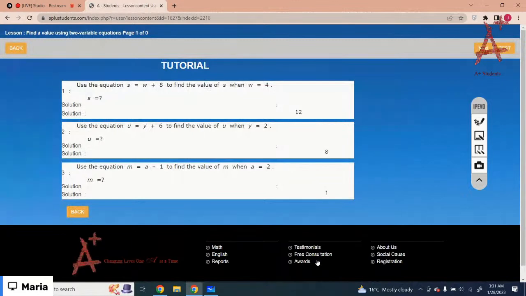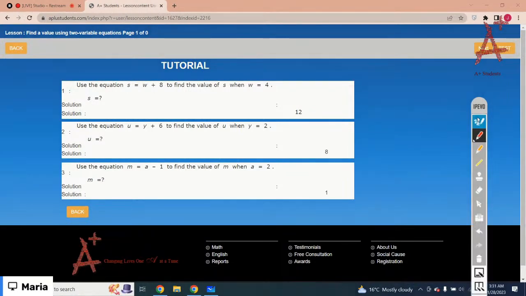Okay, so use the equation S equals W plus 8 to find the value of S when W equals 4. So you're given the value of one of the variables, just put the value in the equation. So you are given W equals 4. So the equation is W plus 8. So it would be 4 plus 8, and 4 plus 8 equals 12. Got it?